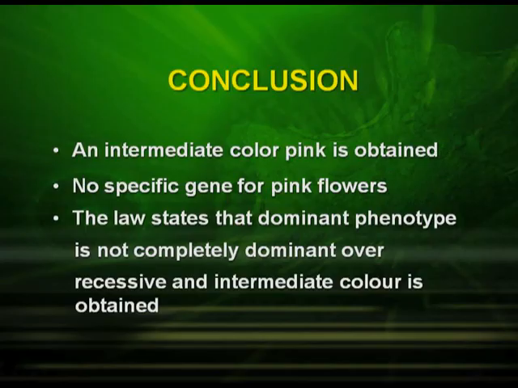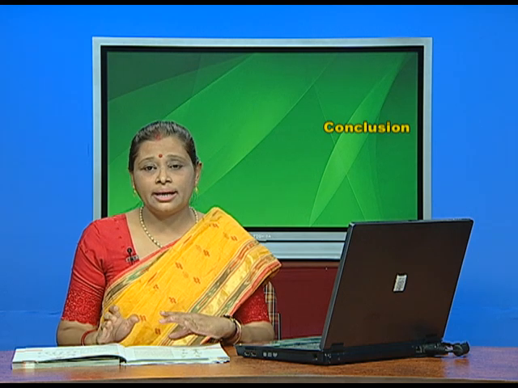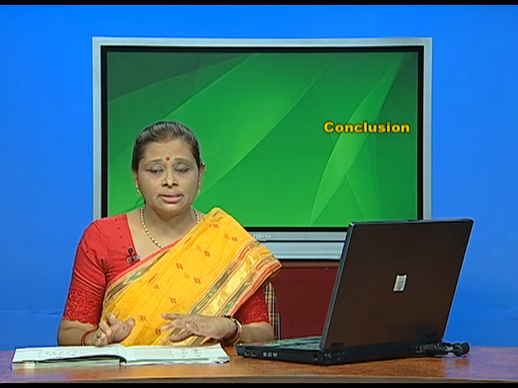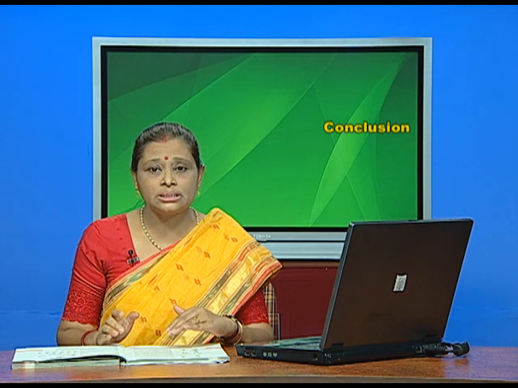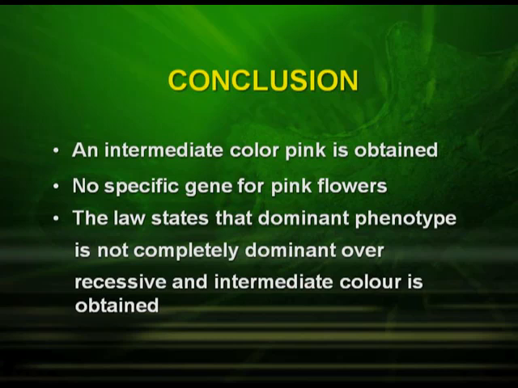So now let us conclude the two laws. First, an intermediate color, pink, is obtained. Second, there is no specific gene for pink flowers. That means, why was the pink color obtained? Because there had been no specific genes. The red was dominant and the white was recessive, but the pink color was an intermediate between the red and white. So the law states that the dominant phenotype is not completely dominant over the recessive, and an intermediate color is obtained.